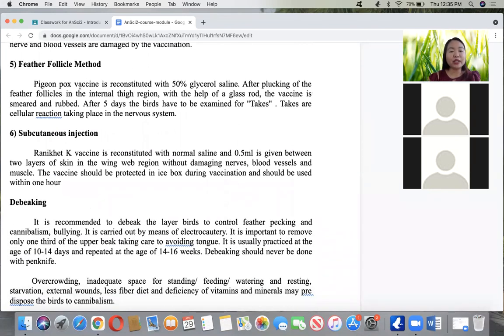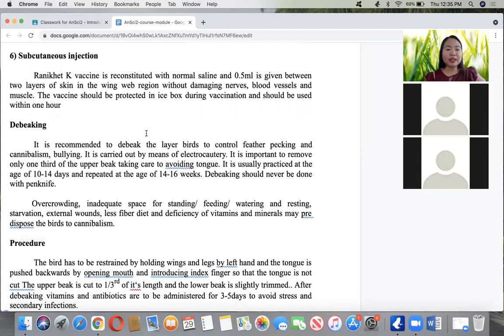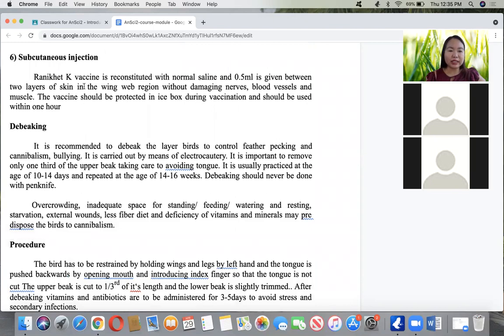We also have the feather follicle method. Use pigeon pox vaccine with 50% glycerin saline. After plucking the feathers of the follicles in the inner thigh region, a glass rod is smeared and rubbed. Then after 5 days, it has to be examined for a similar reaction taking place. Or subcutaneous injection using the vaccine with normal saline, and 0.5 ml is given between 2 layers of skin in the wing-web region without damaging nerves, blood vessels, and muscles.